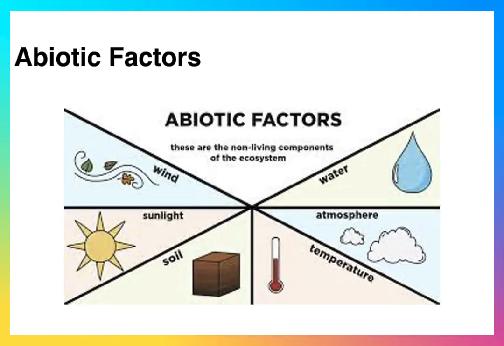Now, the purpose of this slide is simply to review these factors again. As I said, abiotic factors are non-living components that impact the ecosystem. And the 6 abiotic factors that are important are wind, sunlight, which is the source of radiation, soil, temperature, atmosphere, which carries important molecules like nitrogen, oxygen, and carbon dioxide, and then lastly, water.